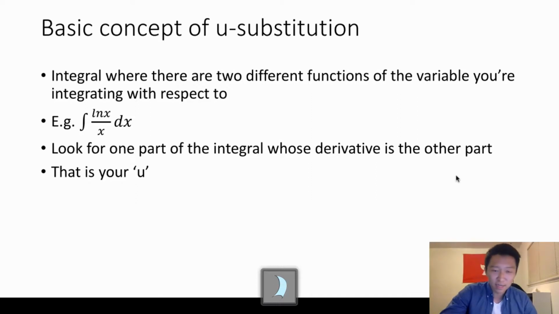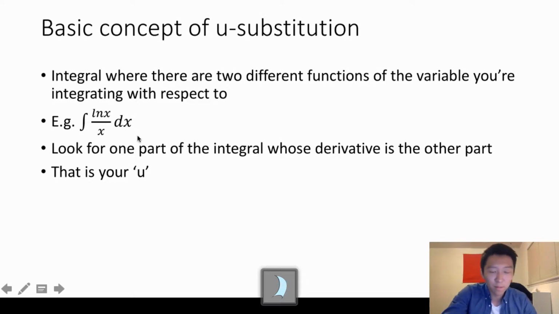That can sound pretty confusing, but if you look at the example I give here, the integral of ln x over x dx, you're trying to integrate with respect to the variable x. Right off the bat, you can recognize that the derivative of ln x is actually 1 over x, which happens to be a part of the integral that you're trying to integrate. So that's all u-substitution is.